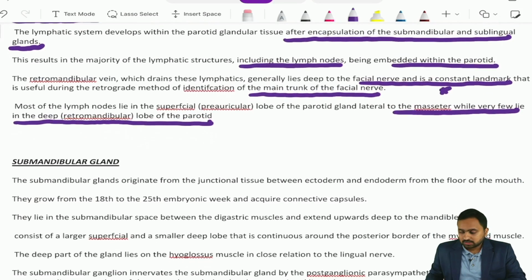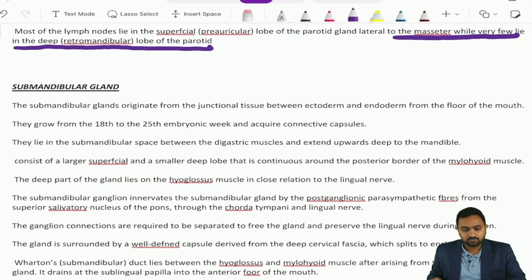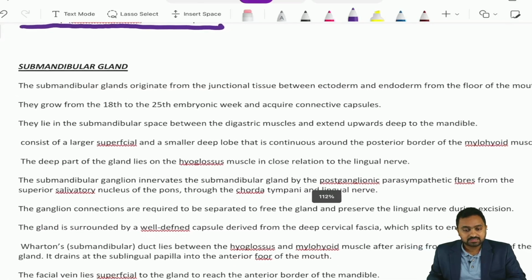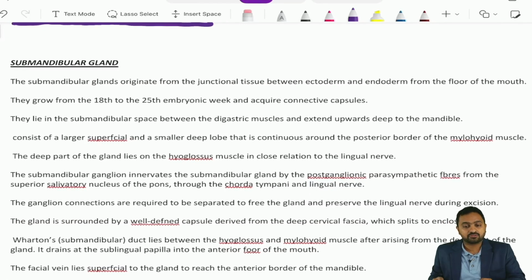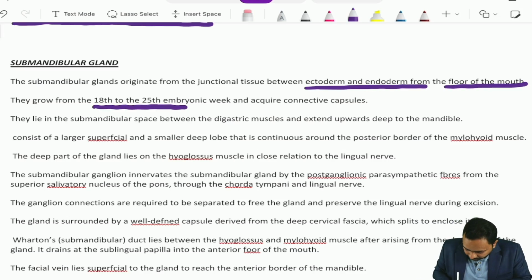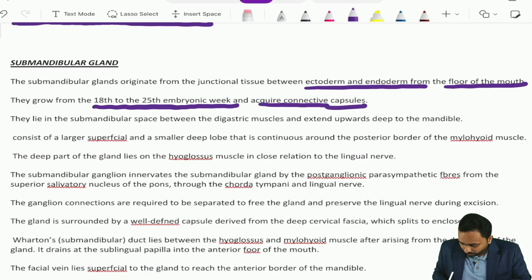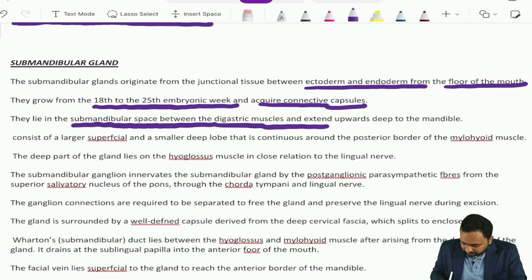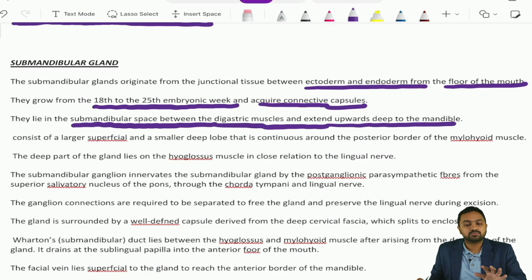Now, coming down to the next, which is your submandibular gland. The submandibular gland originates from the junctional tissue between ectoderm and endoderm from the floor of the mouth. Now, they grow from the 18th to 25th embryonic week and acquire connective capsules. They lie in the submandibular space between the digastric muscle and extend upwards deep to the mandible.